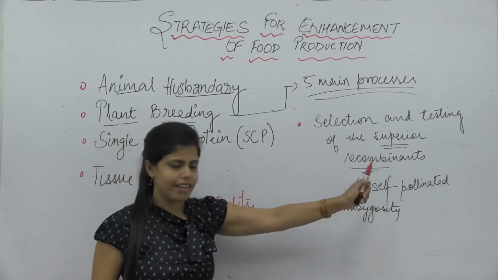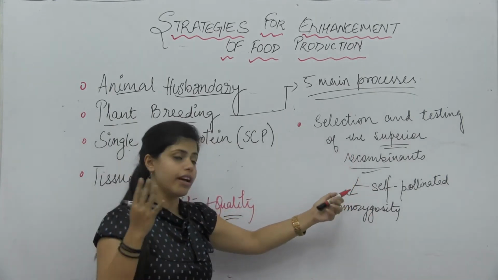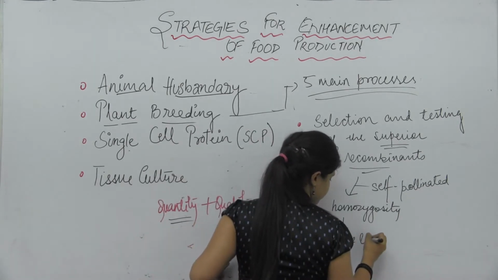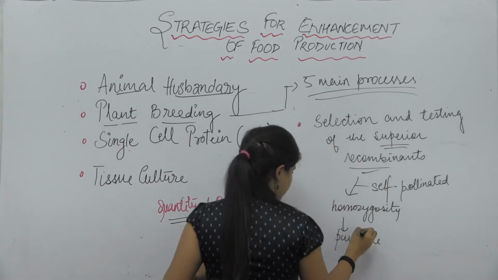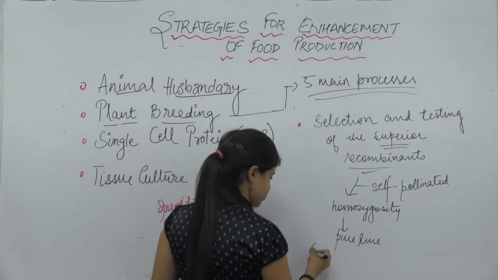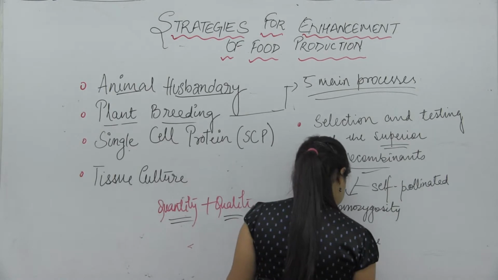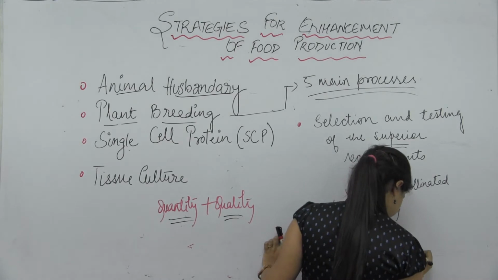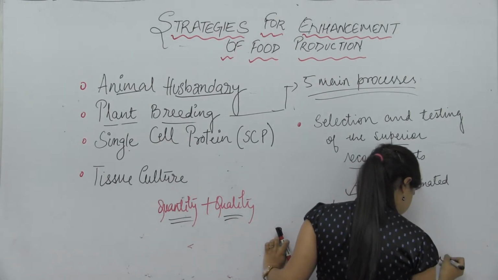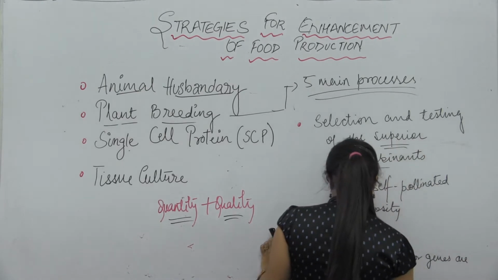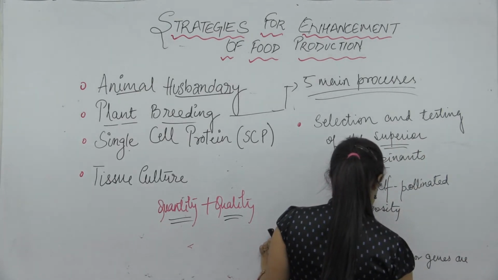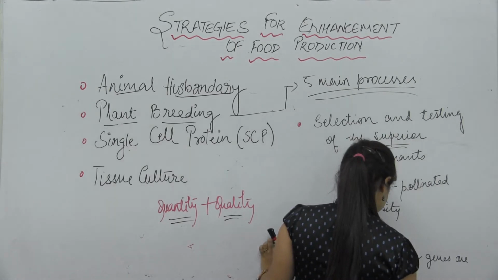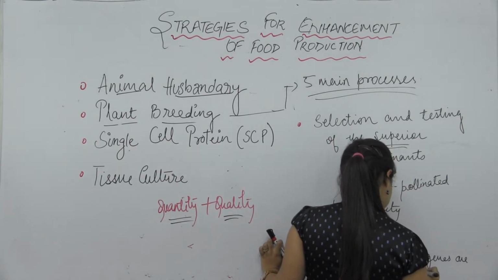So these are usually self-pollinated, which means they go under homozygosity to produce a pure line. By this, the superior genes are not lost during segregation.